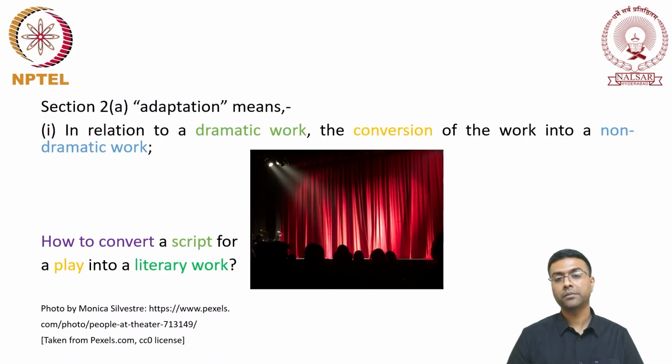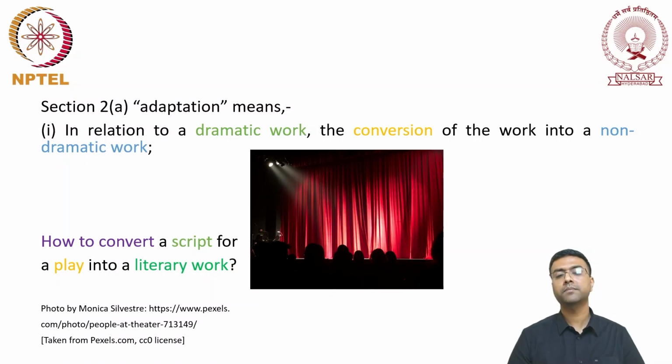With this background understanding, let us approach Section 2, Clause A of the Indian Copyright Act, which is defining adaptation. There are several subparts to Section 2, Clause A, and we will look at these parts individually. The first part, you can see, states that an adaptation means, in relation to a dramatic work, the conversion of the work into a non-dramatic work.